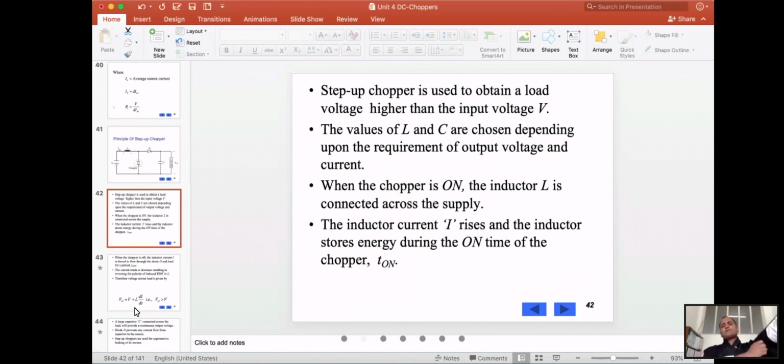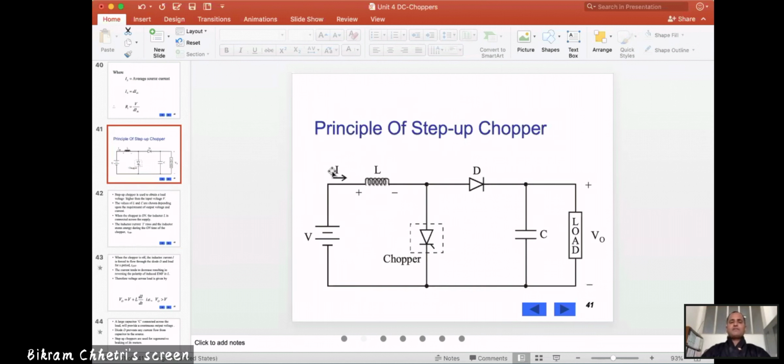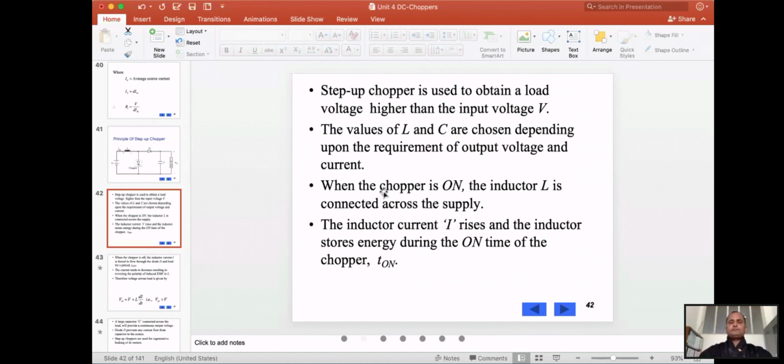The step up chopper is used to obtain a load voltage higher than the input voltage, which we have obviously talked about. The values of L and C are chosen based on our requirement. You must be thinking, how do we choose the values of L and C? These two values are chosen based on our requirement at the output, the output voltage and current.